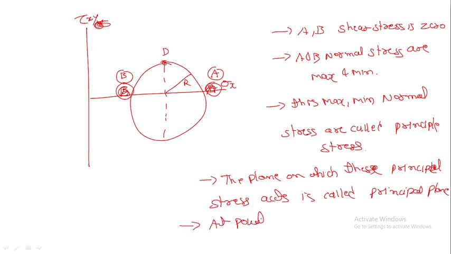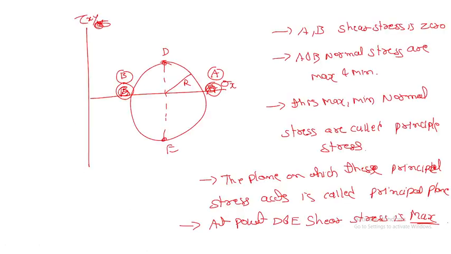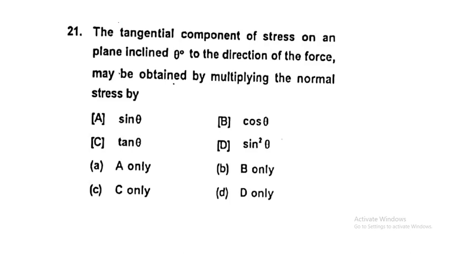Now at point D, what can we say? And at E, points D and E. E means just opposite of this one. At point E, what can we say? The shear stress is maximum. So this point you have to remember. Shear stress on principal plane is 0.